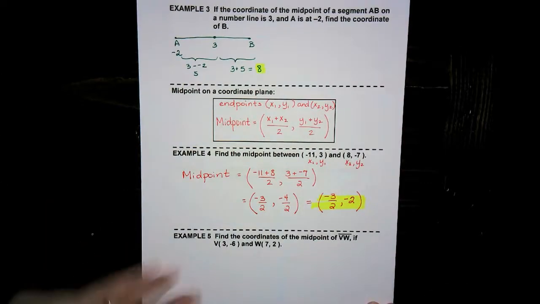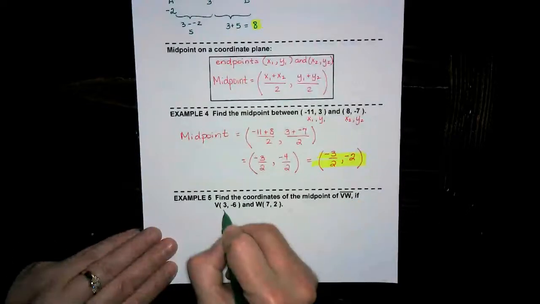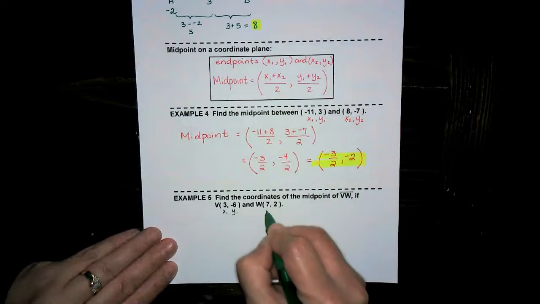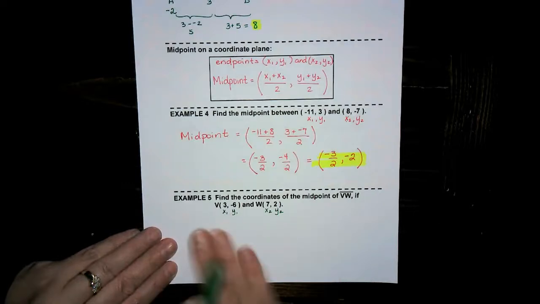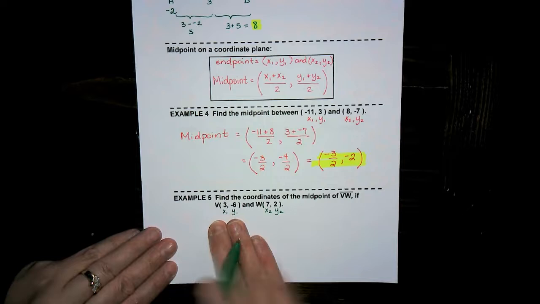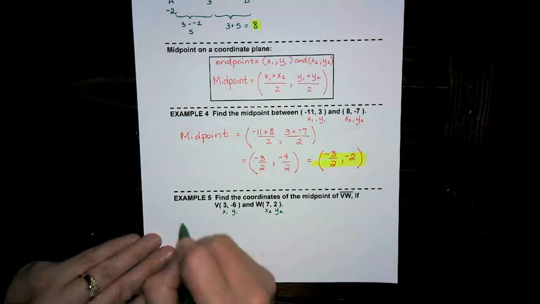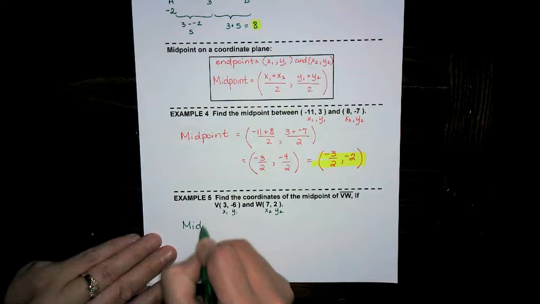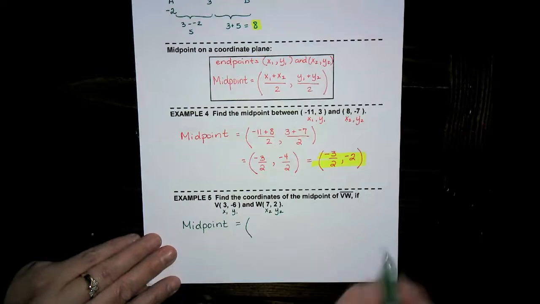Let's do one more like that. Find the coordinates of the midpoint of VW. Okay, so this will be my x1 and my y1. This will be my x2, y2. By the way, if you put them backwards, like if you said this is x2, y2, and this is x1, y1, you're still going to get the same answer. So no worries if you mistakenly choose the wrong one to be x1, it still works.